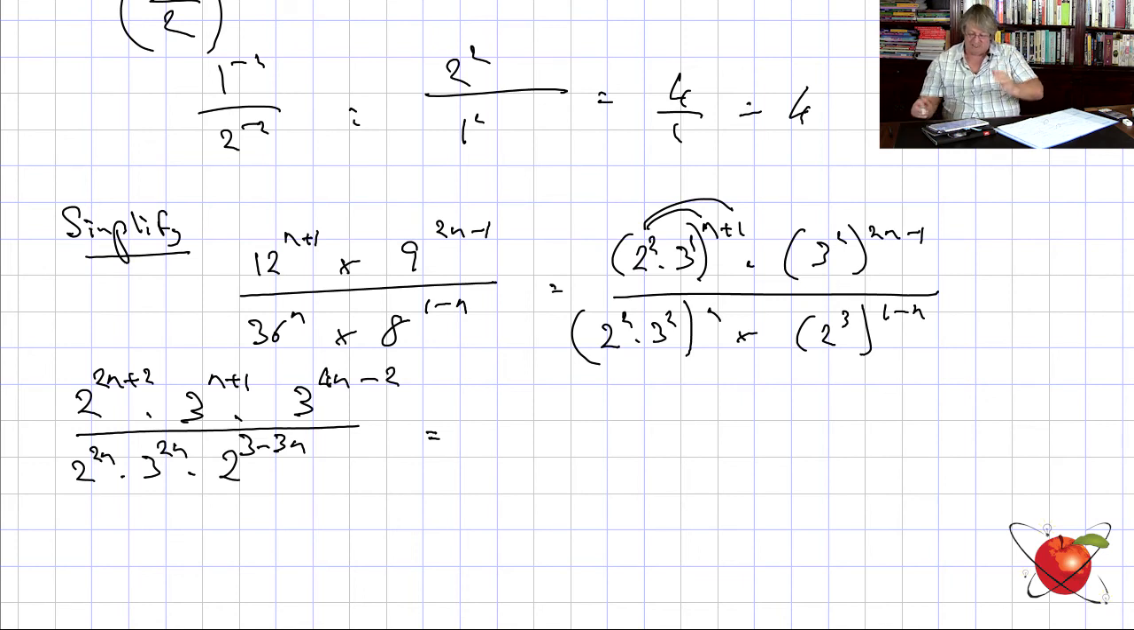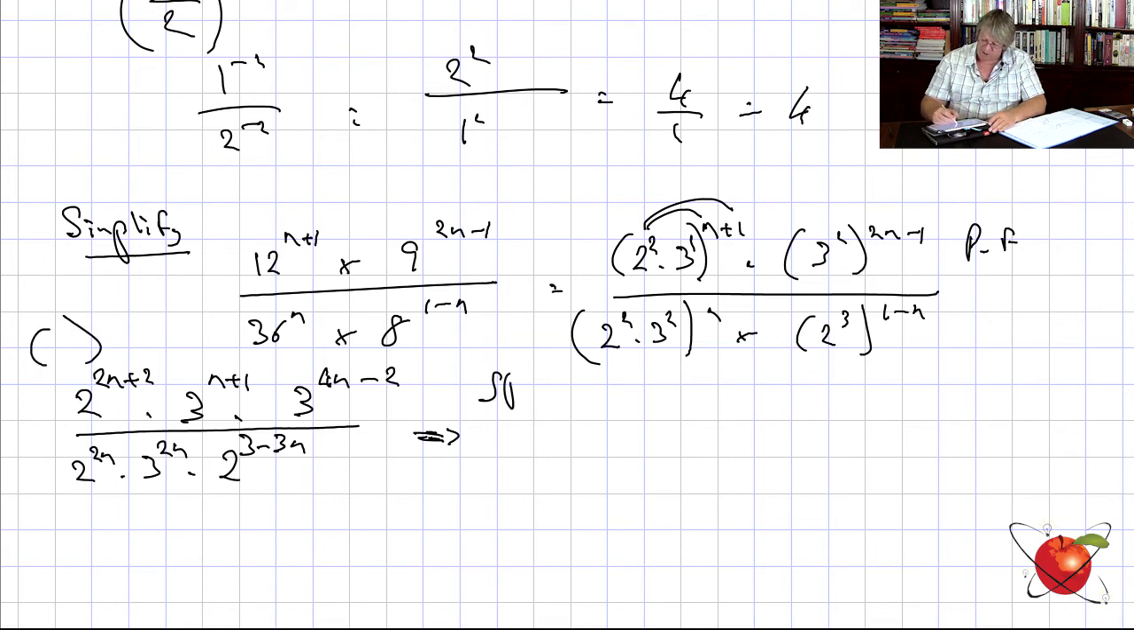Next step, split. Here was prime factor, here was brackets. Now we're going to split. What are we going to split? We're going to split all of these here, we're going to split them up. Why? Because then we can cancel it out.